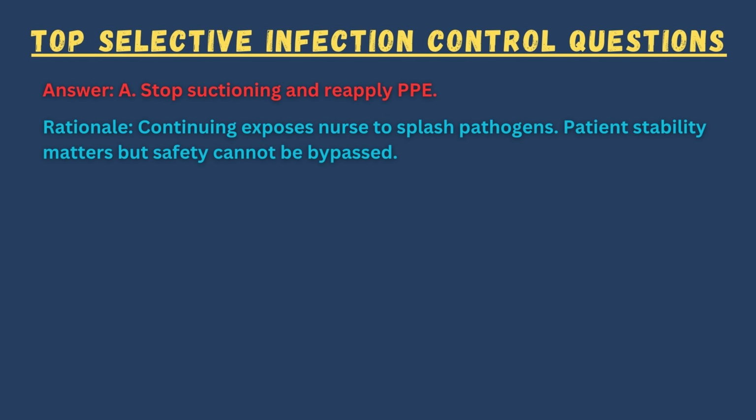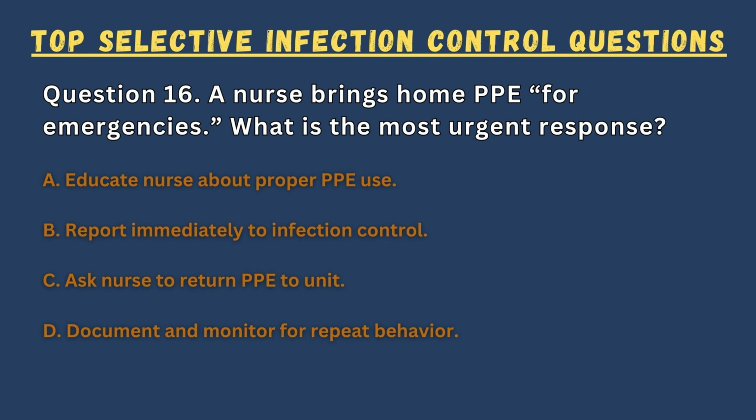Answer A. Stop suctioning and reapply PPE. Rationale: continuing exposes nurse to splash pathogens. Patient stability matters, but safety cannot be bypassed. Question 16. A nurse brings home PPE for emergencies. What is the most urgent response? A. Educate nurse about proper PPE use. B. Report immediately to infection control. C. Ask nurse to return PPE to unit. D. Document and monitor for repeat behavior.